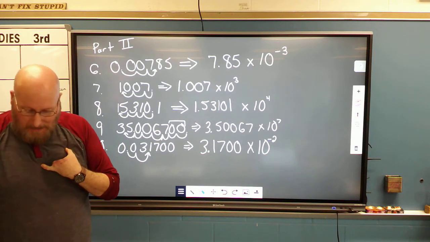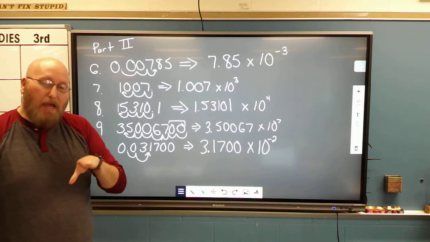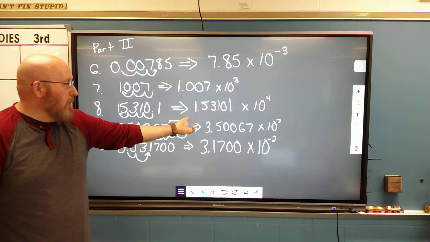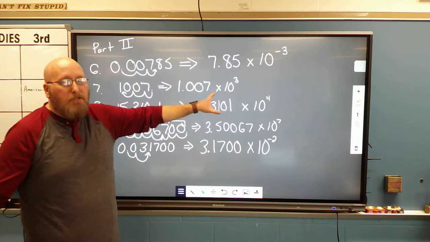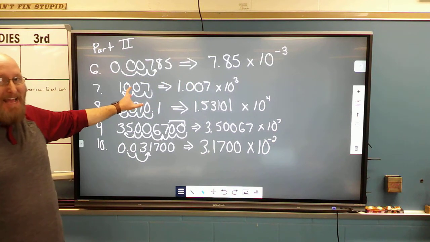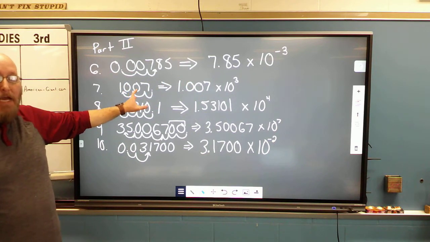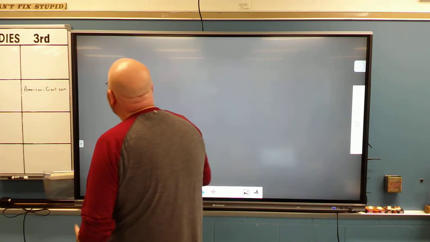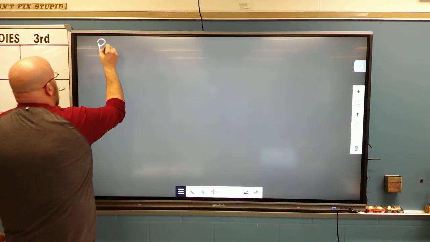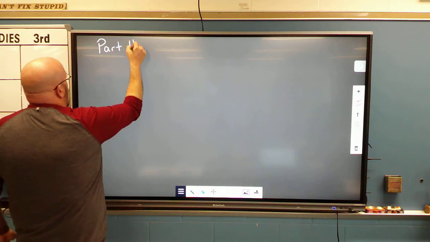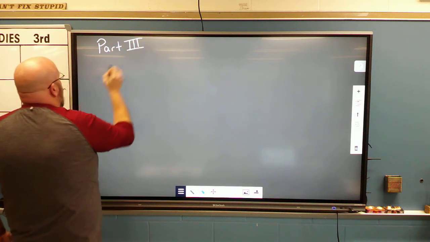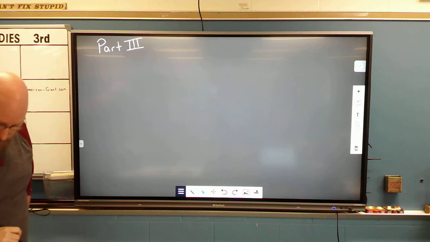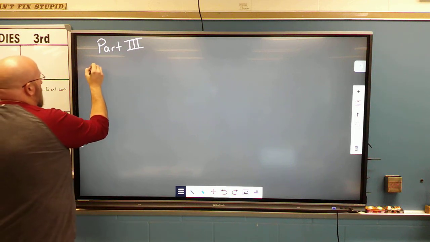Alright, the last one we're going to do is part 3. Now we're going to go the reverse of what we just did. We're going to go from scientific notation to normal, standard numbers, standard notation. So that's part 3. We're going to do it in reverse. That should be 11 through 15? Yes.